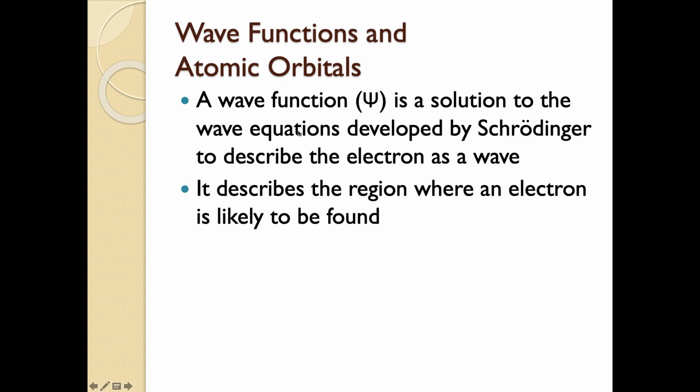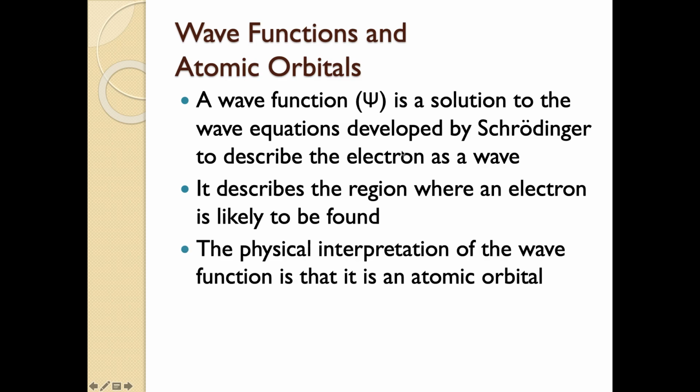So terminology-wise, these wave functions, that was that Greek letter psi that we saw in that Schrodinger equation. Those wave functions are solutions to that Schrodinger equation, and this psi basically represents an electron as a wave. In particular, the most important part is that it describes an overall location, and the physical interpretation we now have for these wave functions is we refer to these as atomic orbitals.